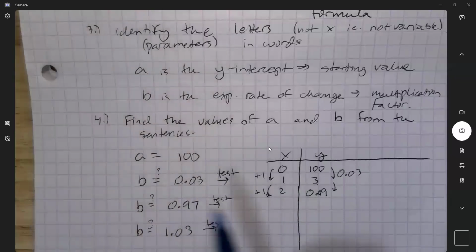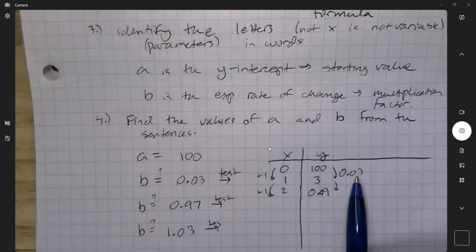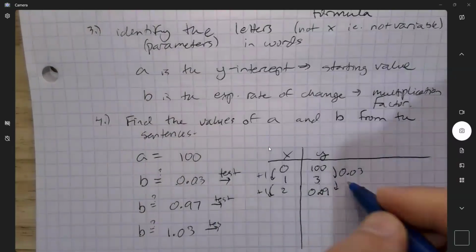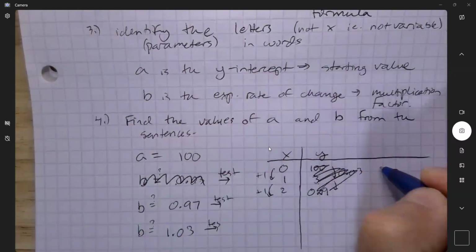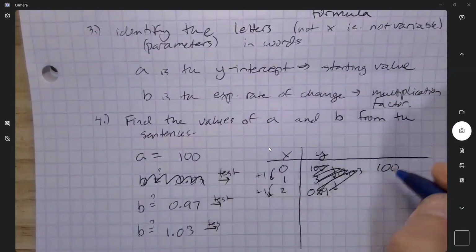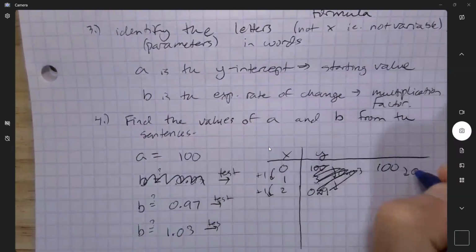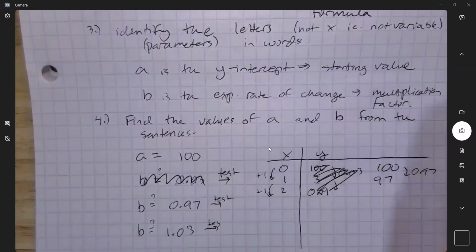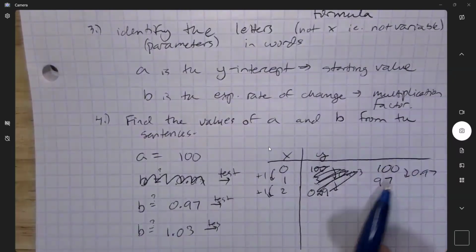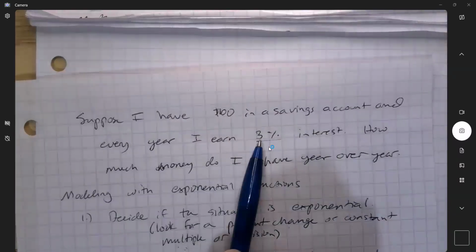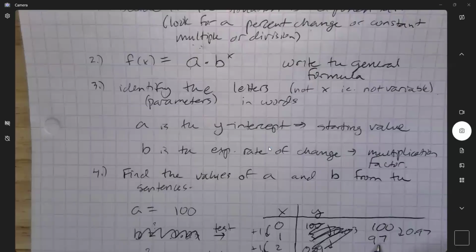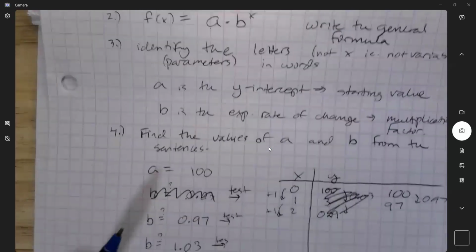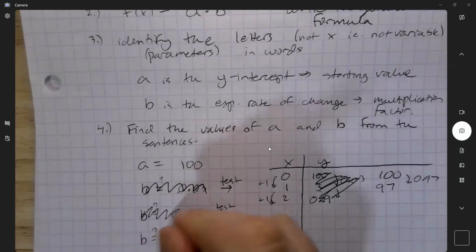Okay, so using the multiplication factor of 0.03, that's not gonna work. So it can't be that one. What if I used 0.97? Well, after a year, I'd have $97. But that doesn't work either because I'm supposed to be earning interest. I'm supposed to be making money year over year. My balance should be increasing, and this balance is decreasing year over year. So that one doesn't make sense either.